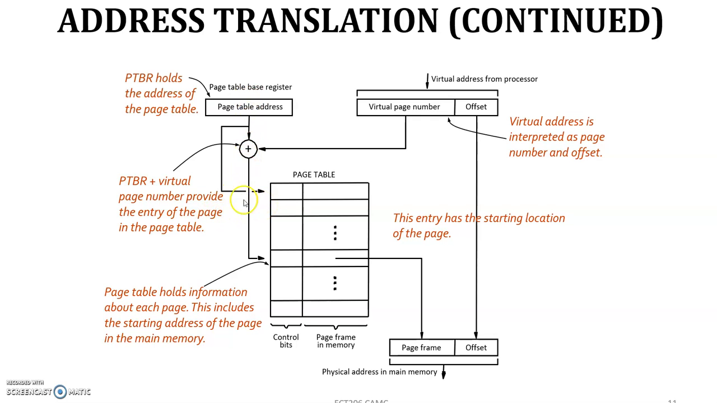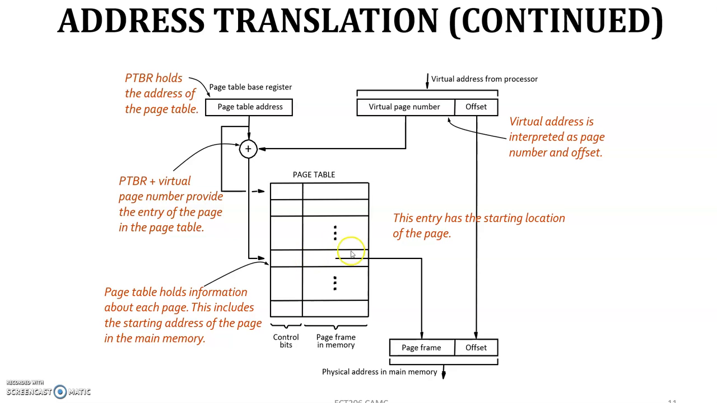And the entry in the page table is calculated with the help of the page table base register. The content of the page table base register is added with the virtual page number. We will get the entry of the page in the page table. So the page table holds the information about each page. This includes the starting address of the page in the main memory.